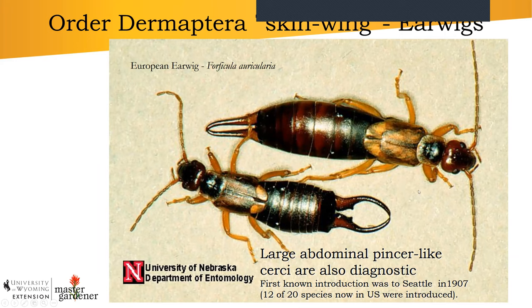Unfortunately, they were introduced accidentally, and actually more of our species in the U.S. are introduced than are native now. So it's problematic. A lot of times when you bring in an insect without its predators or pathogens, those types of things, they become a pest, like the emerald ash borer I talked about.